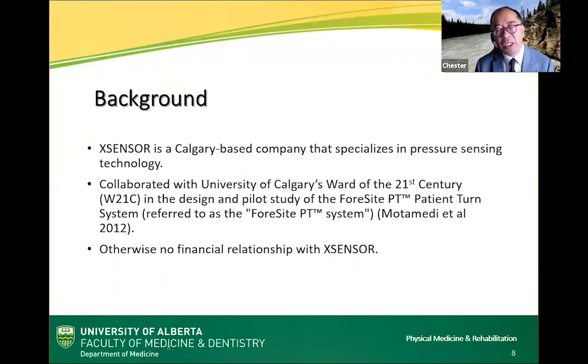It is based on the technology from Exensor, which is a Calgary-based company that specializes in pressure sensing technology. Exensor collaborated with the Ward of the 21st Century in the design and pilot study of the Foresight PT patient turn system. But there is no financial relationship with Exensor in this study.